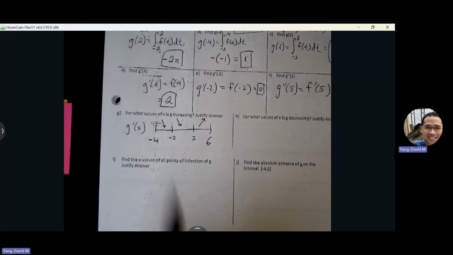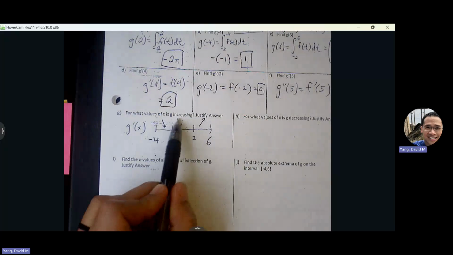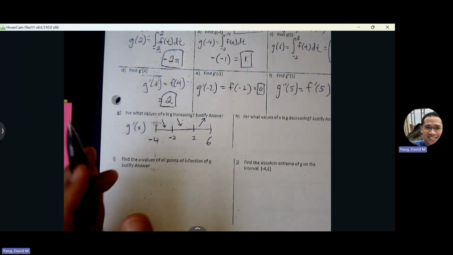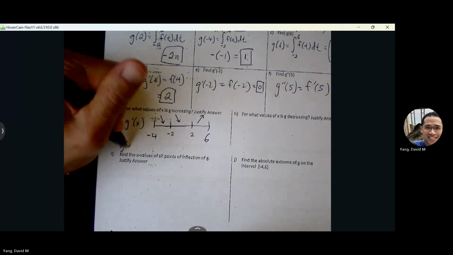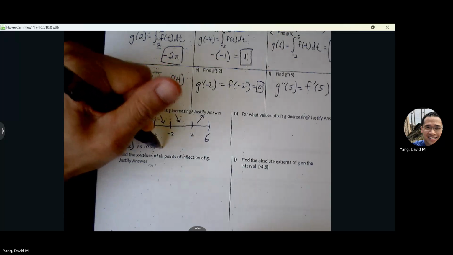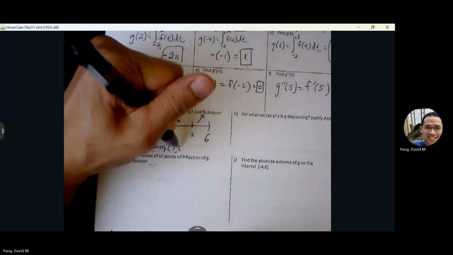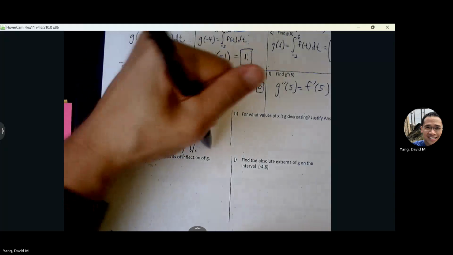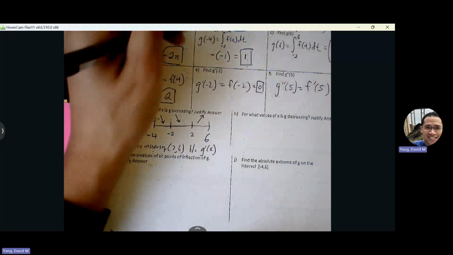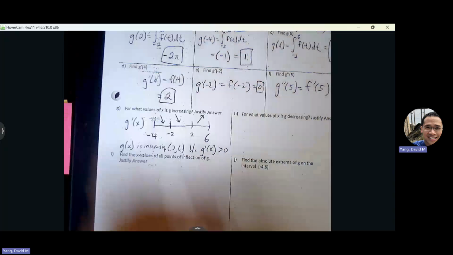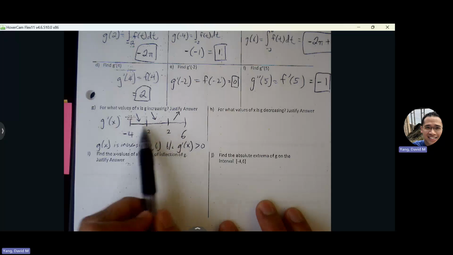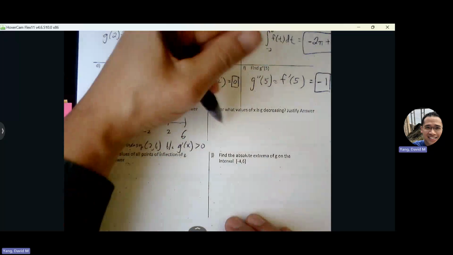So the sign lines can help us answer our question. Where's our g graph increasing? G graph is increasing from 2 to 6, because my g prime, which is my f graph, is greater than 0. Where's my g decreasing? In these two intervals. I'm going to split them up.